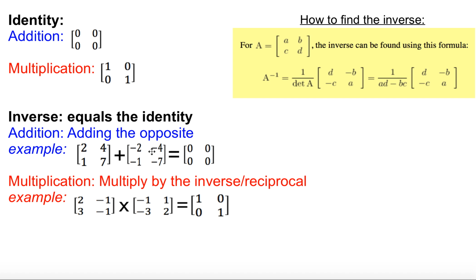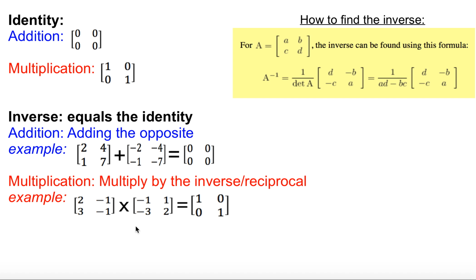And then talking about the inverse. For inverse, for our identities, we're still adding the opposite, and we're going to equal the identity. So we're going to add our opposite and get this 0 matrix. For multiplication, we're going to multiply by the inverse, which is this matrix here, and we're always going to still end up with our multiplicative identity.